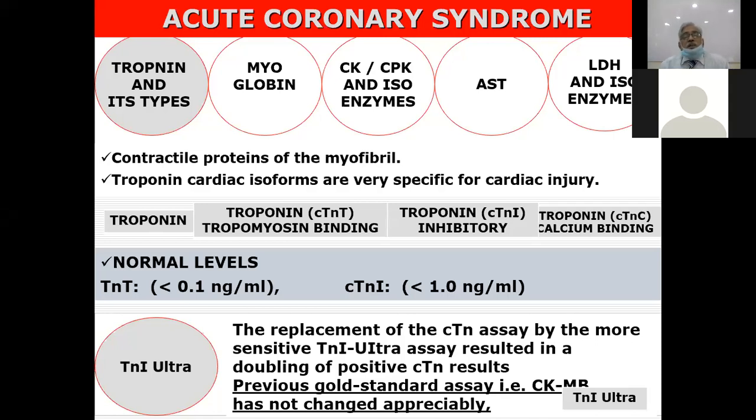The normal levels are given over here. Another advancement is that another form of Trop I has come, that is ultra Trop I. The assay measurement by ultra Trop I is highly sensitive, you can call it, in comparison to the other two isomeric forms, Trop T and Trop I. But remember, a single test is sometimes not helpful for the diagnosis of MI.